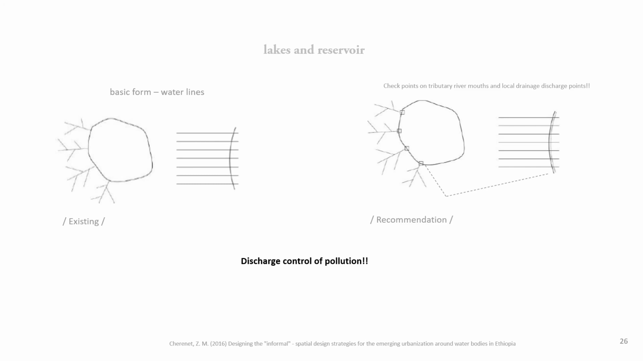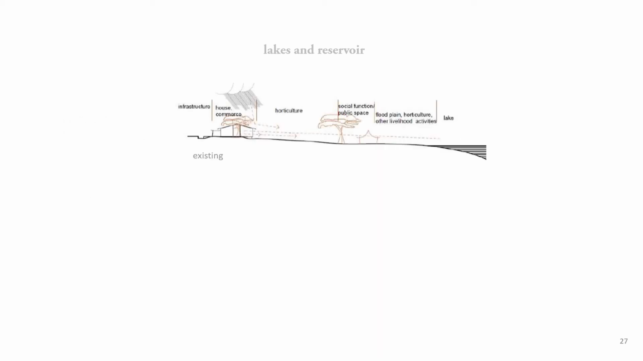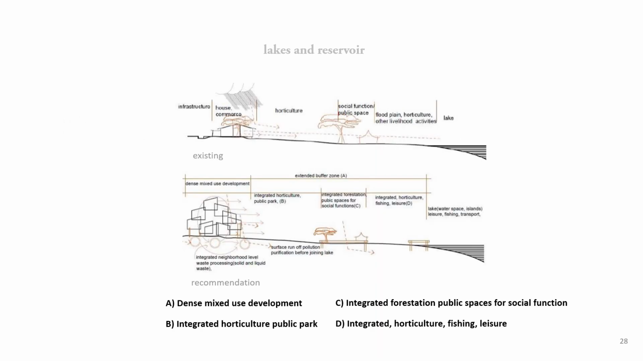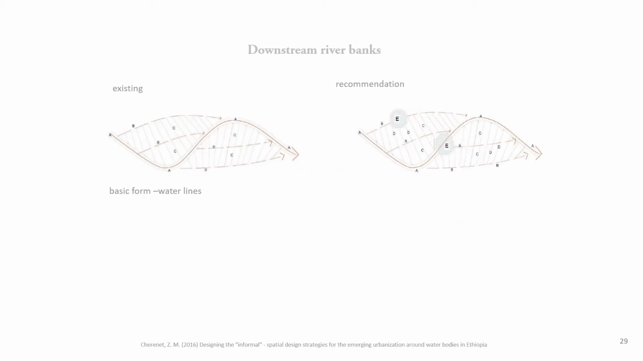The priority is to find a solution in the local context for discharge control of pollution. Furthermore, encouraging the mixed use and integration of different functions for both formal and informal buildings will be another suggestion. Second, we are talking about the downstream water banks. Usually, the current formal planning parcels are made irrespective of the river water lines. It will cause some problems for the water runoff.